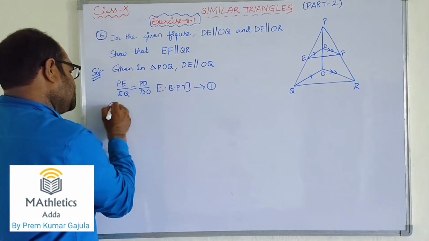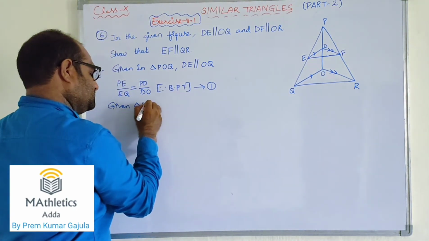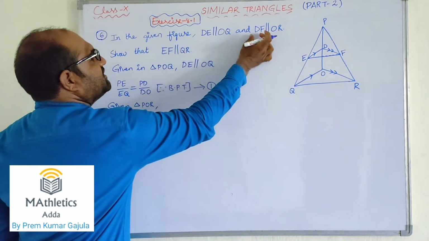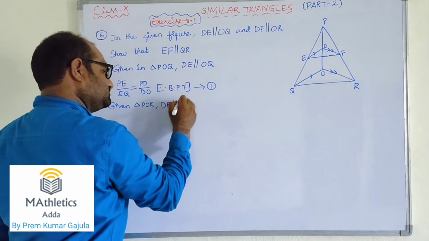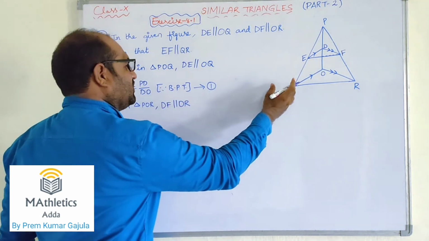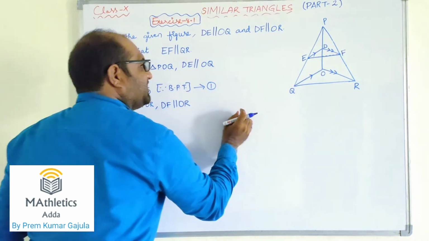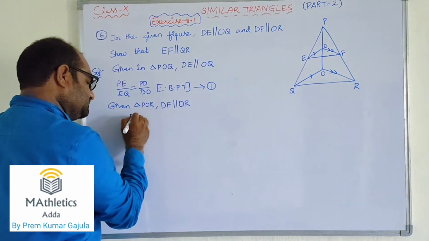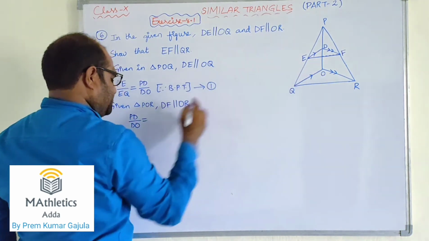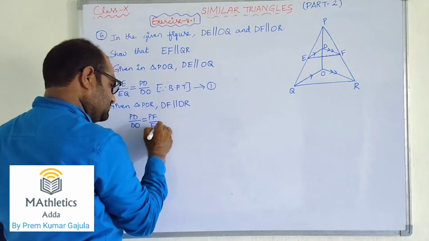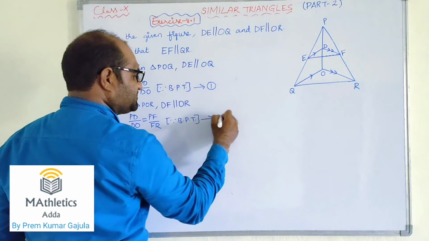So now it is also given that in triangle POR, DF is parallel to OR. Now by applying the same concept, if this is parallel to this side, then it should definitely divide the other two sides in the same ratio, that is PD by DO is equal to PF by FR. Again from the same BPT theorem. Let it be equation number 2.